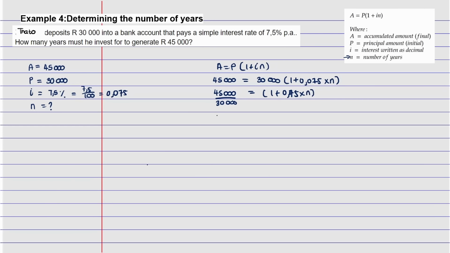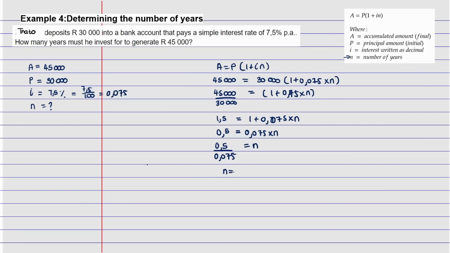So now this is going to become 1.5 when you simplify that. And this is going to be 1 plus 0.075 multiplied by N, right? So take the 1 to the other side. So you're going to have 0.5 equals 0.075 multiplied by N. Divide both sides by 0.075. So it's going to be 0.5 divided by 0.075 equals N, right?